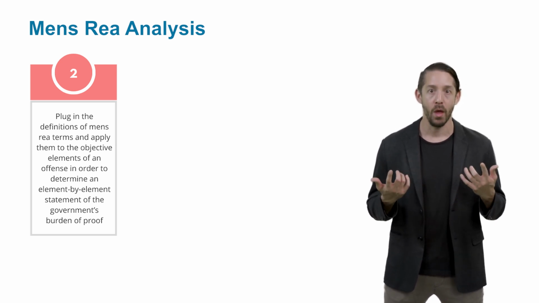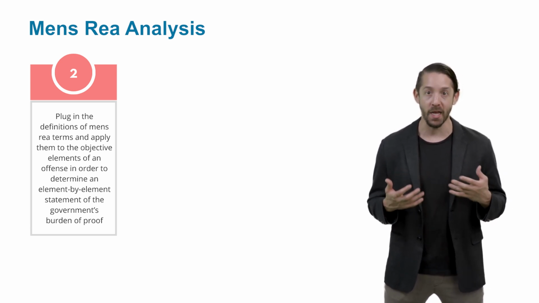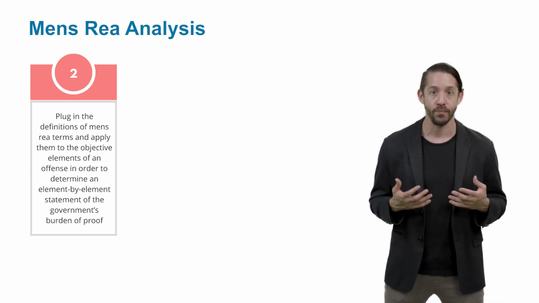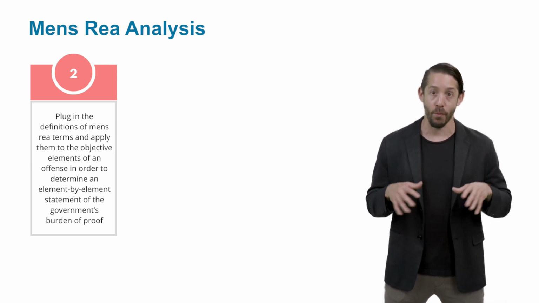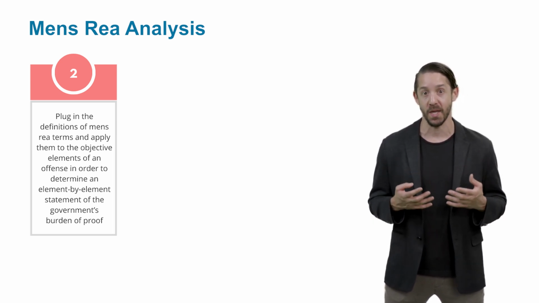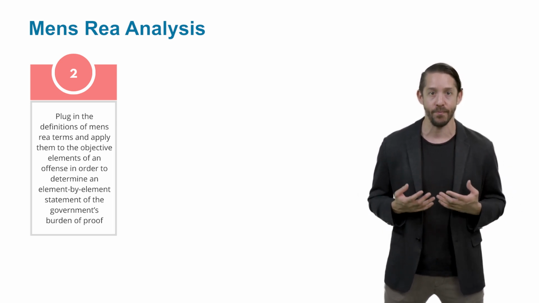But why? Well, that's because the MPC definitions of purpose and knowledge differ depending upon whether they apply to a result, circumstance, or nature of the conduct element. Now, please keep in mind that for purposes of this class, you only need to be able to differentiate between result elements and circumstance elements. I'm going to identify any nature of the conduct elements for you on the exam.